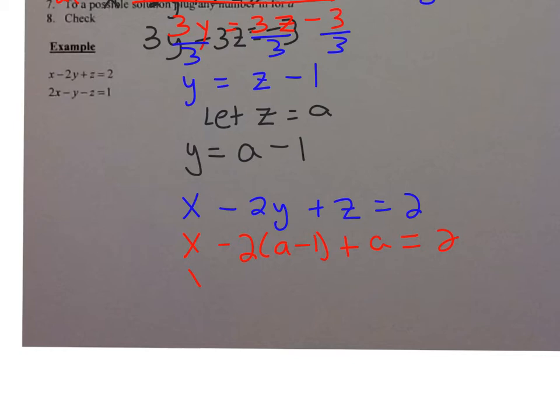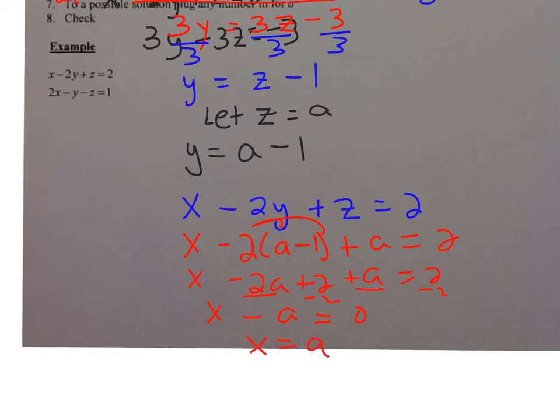So I have x minus 2a plus 2 after I distribute, plus a equals 2. Combine like terms, we have x, -2a plus a is -a, minus 2 from both sides equals 0. Add a to both sides, I get x is equal to a.